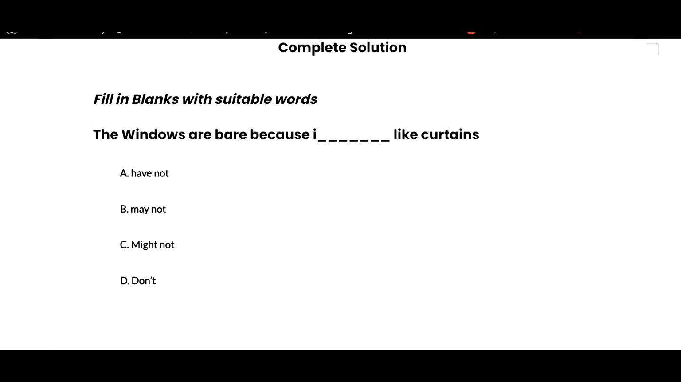Let's start. Fill in the blanks with suitable words. The first MCQ is here. The windows are bare because I dash like curtains. The correct one will be: don't. The windows are bare because I don't like curtains. So here D option is correct.